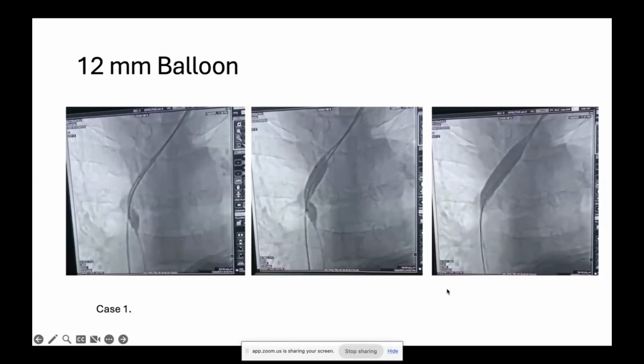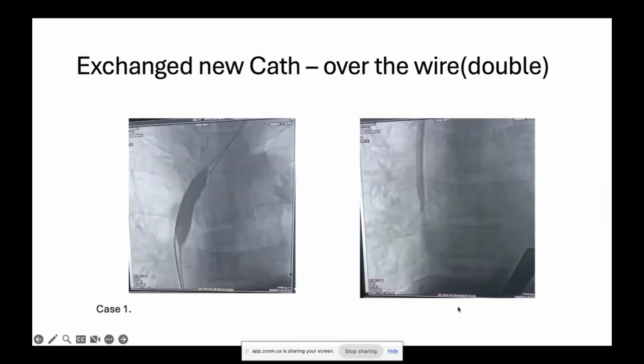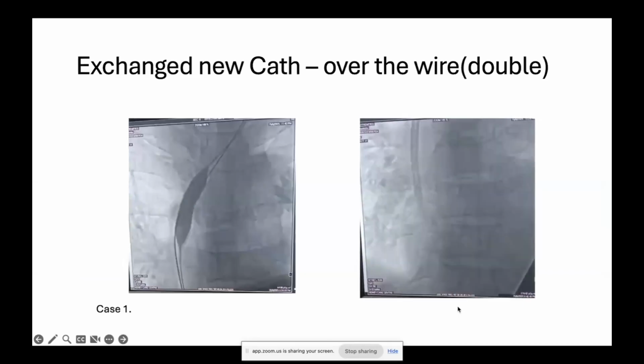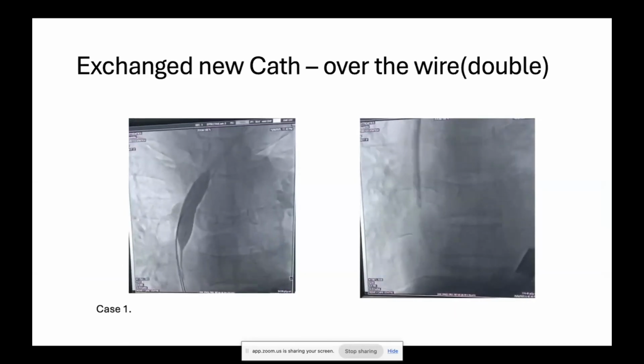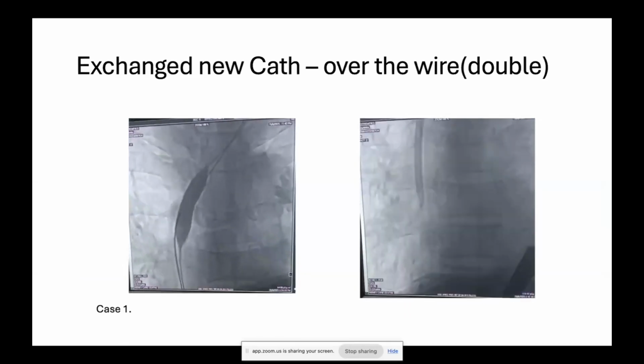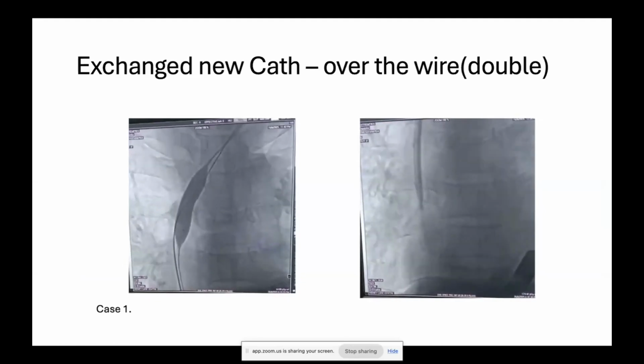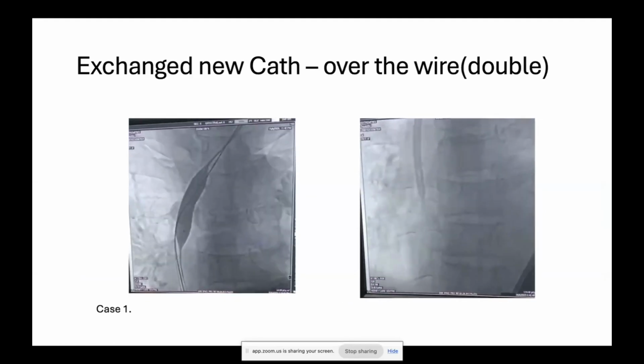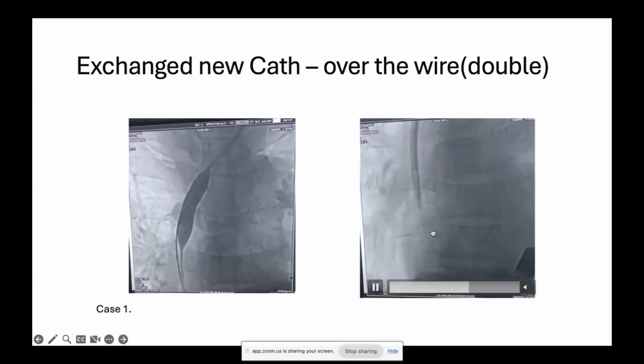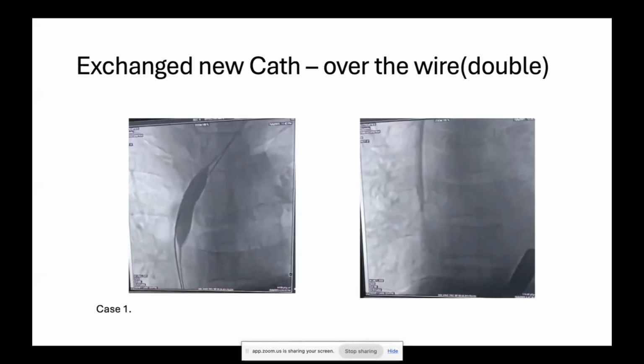After dilating with the 12 balloon, we secured a new catheter over the same guide wire, and we did a contrast study. As you can see, there was a clean flow, there was no fibrin sheath, and the flow was restored.